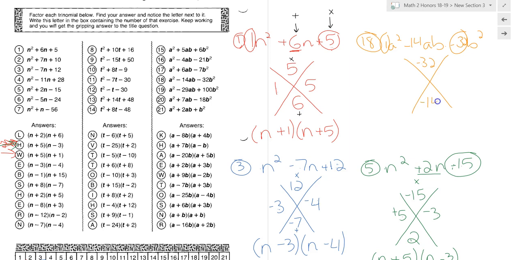And then I'm going to take just the coefficient. So I'm multiplying to negative 32 and adding to negative 14. Again, with a negative number, you need one negative and one positive. Basically, how I think about it is how far apart the numbers are. So 1 and 32 multiplies to 32, and those are 31 apart. So there's no way to get to 14. 2 and 16 sounds like it's going to work, since 2 and 16 are 14 apart. Since this is negative, the larger one needs to be negative.